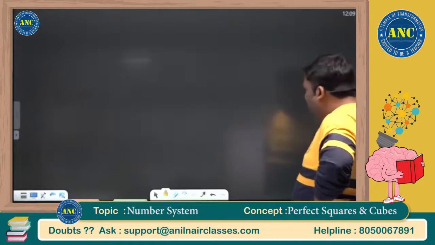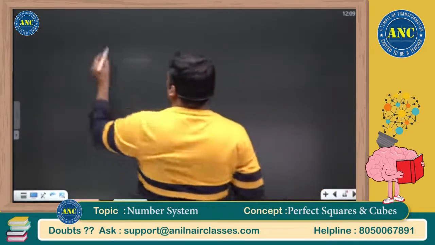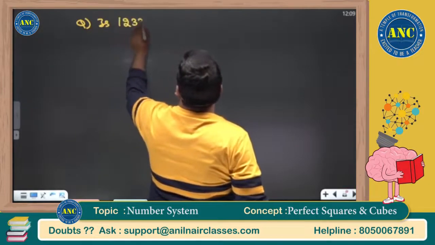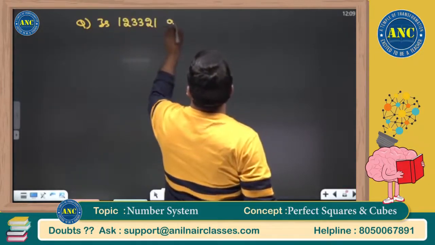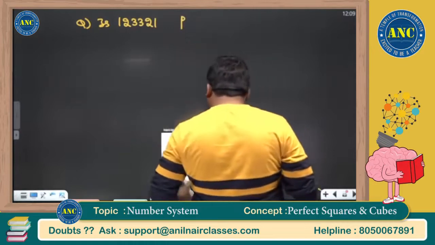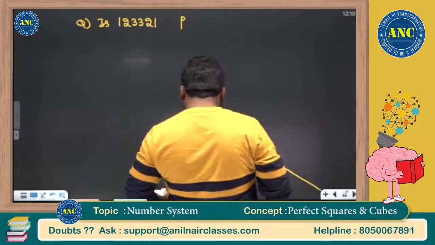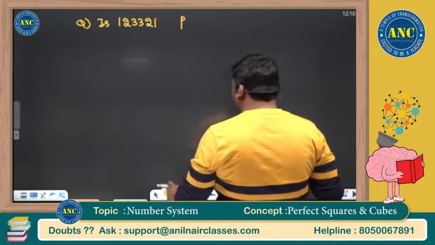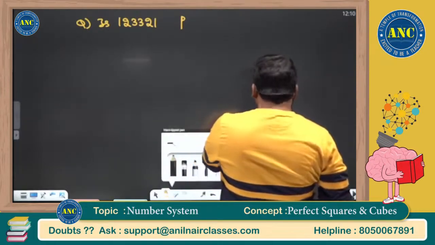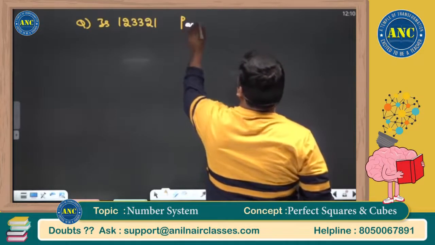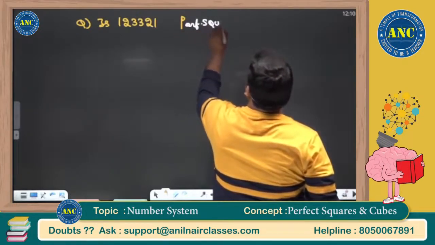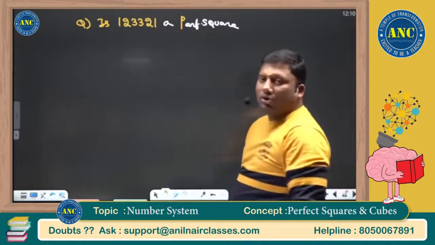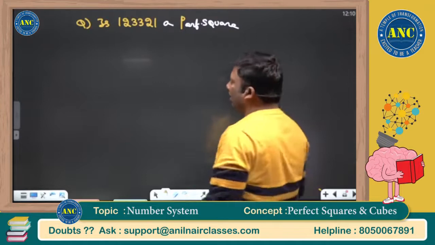Now see here. Questions. Please write down, sir. Is 123321 a perfect square? Without doing the fundamentals, let us not solve the problems. How to check whether a number is a perfect square or not?